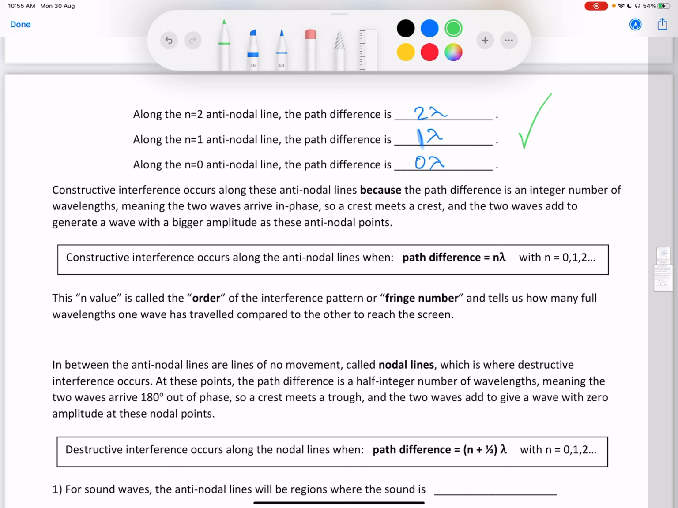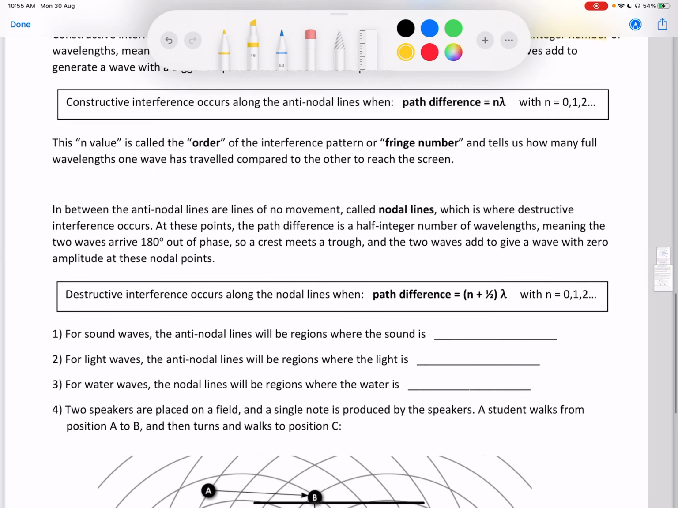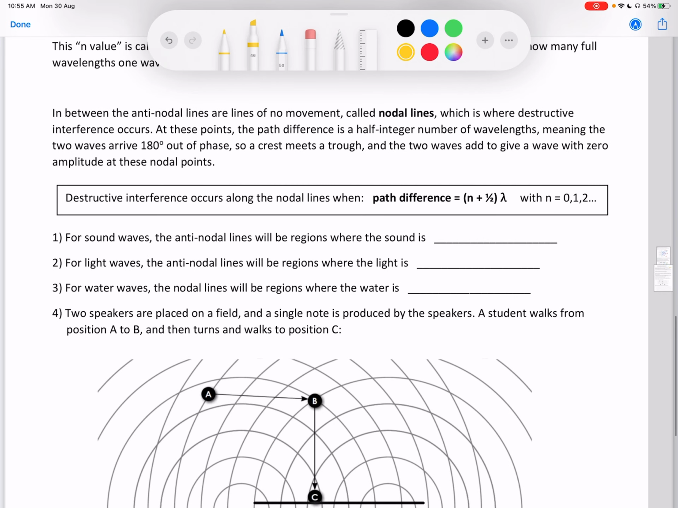Constructive interference appears along these antinodal lines because the path difference is an integer number. Integer number, that's really important. A whole number: 1, 2, 3, 4, 5. And we get destructive interference at nodal lines. Nodal lines occur when the path difference is half of a wavelength, n plus or minus 1/2 lambda. We're offset by half of a wavelength, meaning a peak aligns with a trough.